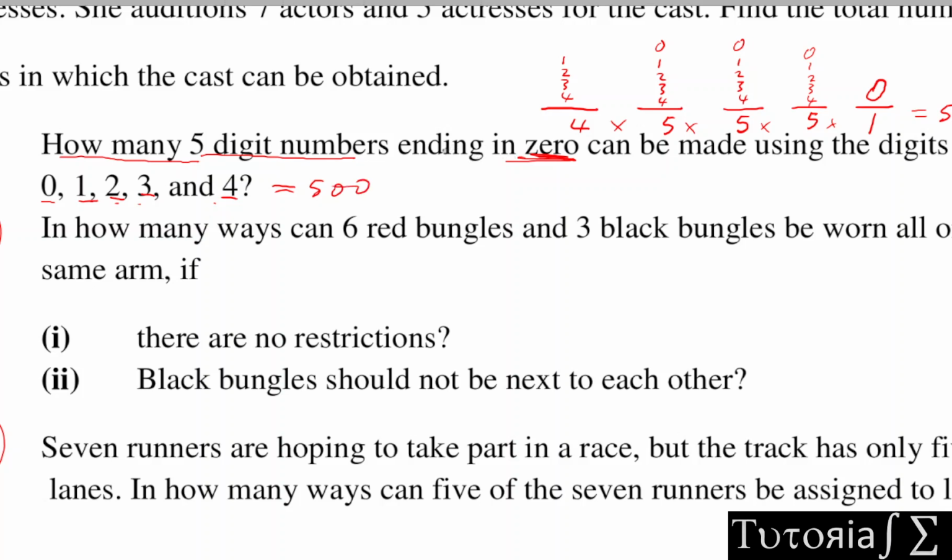Now let's try to modify the question. Suppose they said we cannot repeat the numbers. Okay, so suppose repetition not allowed. If repetition was not allowed, again, we would have 5 slots, 1, 2, 3, 4, 5. So again, we're considering that the 0 should be at the end. So for the last position, we can only have one possible combination.